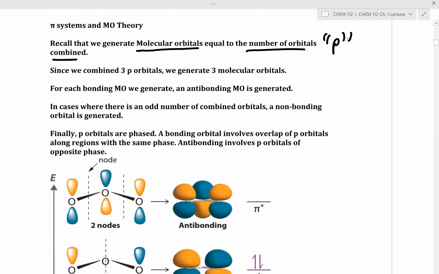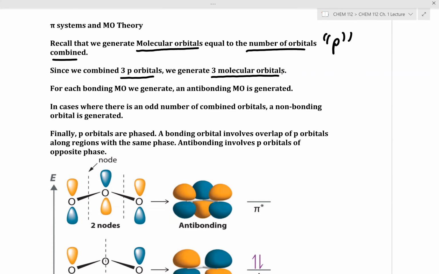Now, for ozone, since we combined 3 separate p orbitals, we put 3 orbitals in, from MO theory, how many orbitals do we get out? 3. The amount in is equal to the amount of molecular orbitals that you get out. So we're generating 3 molecular orbitals. Now, this will be really important towards the end of this class, but let's now appreciate the fact that just like when we formed sigma bonds.